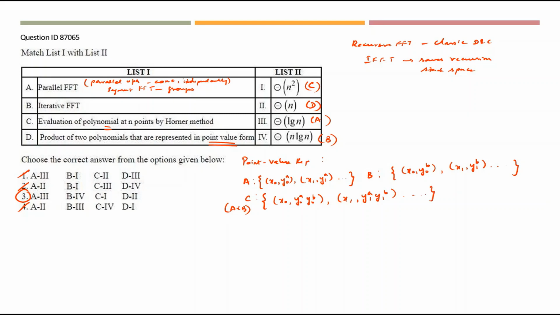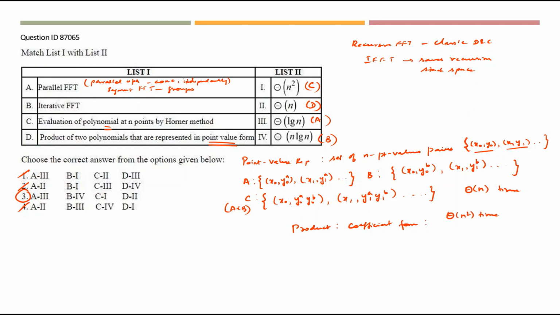Then what is point value representation? It's a set of n point value pairs. The representation of x0, y0, x1, y1 is actually in the form of point values. This product computation will take only theta of n time. We are aware of the product of polynomials using coefficient form. When it is done using coefficient form, this will take n square time. Now you can understand how much more efficient it is. So this is about point value representation.